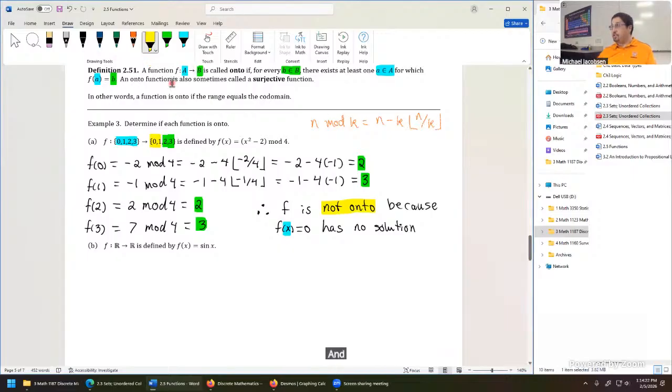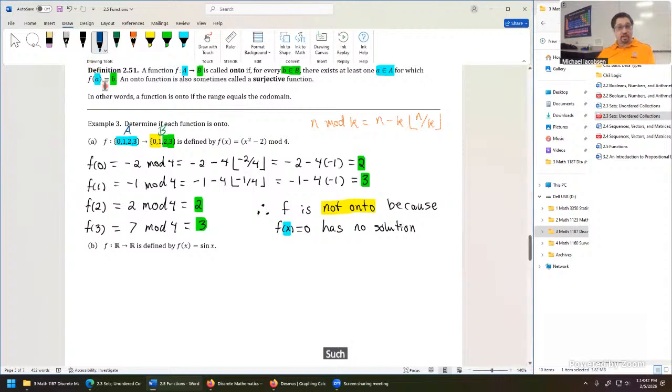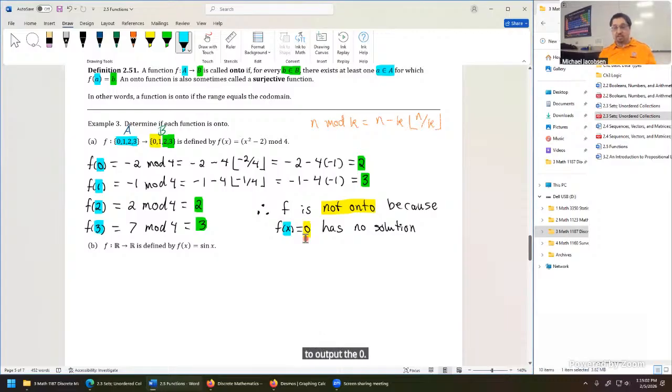And looking at tracking it through the definition again, it says the function mapping A to B is onto if for every element in B, and this would be the set B down below in that definition, there exists at least one element A from the domain. This would be our set A in that definition, such that this equation, f of A equals B, can be solved. We focused on the 0 when we found that it didn't matter which x value you picked, 0, 1, 2, or 3. There's one equation we cannot solve. There's no value you can plug in here whatsoever to output the 0. So that would mean not onto.